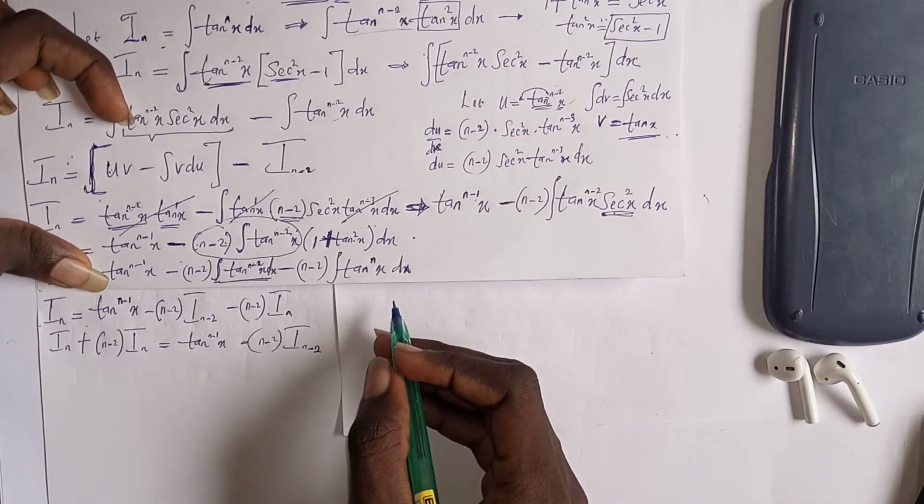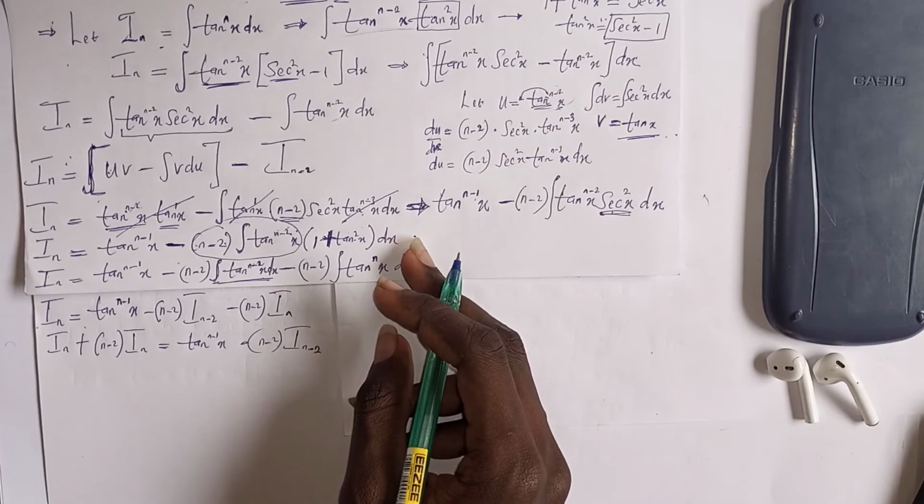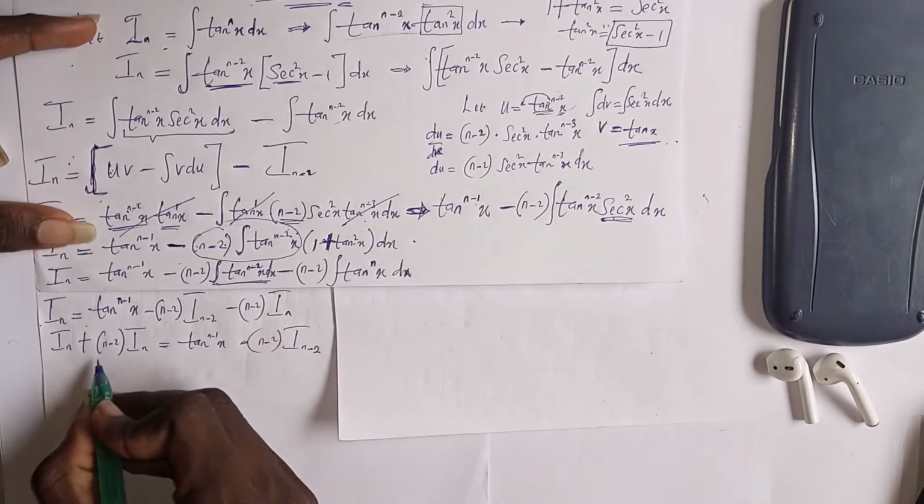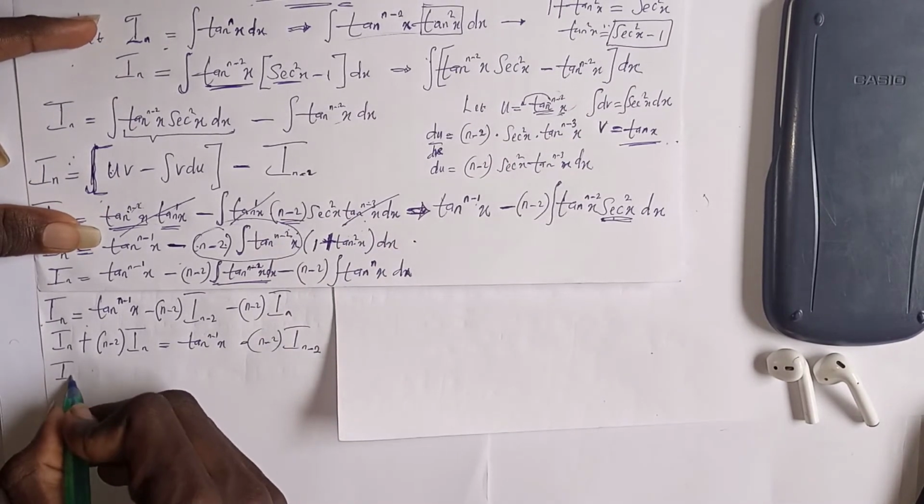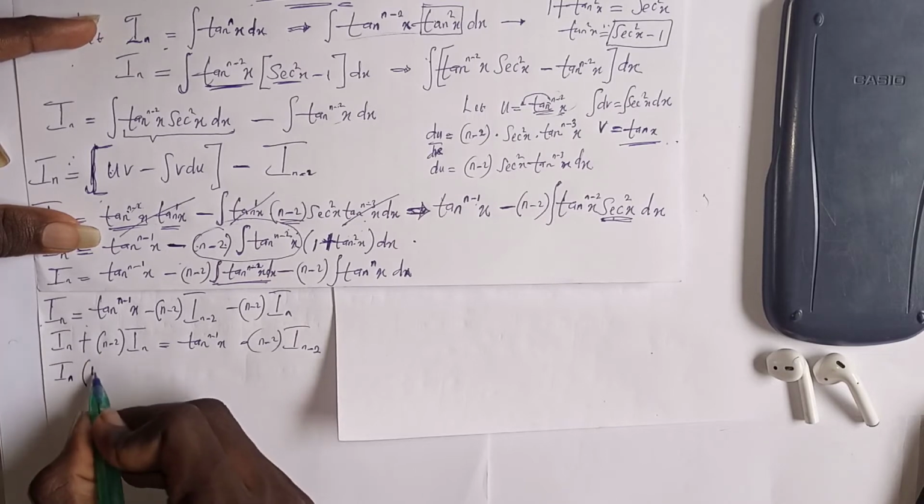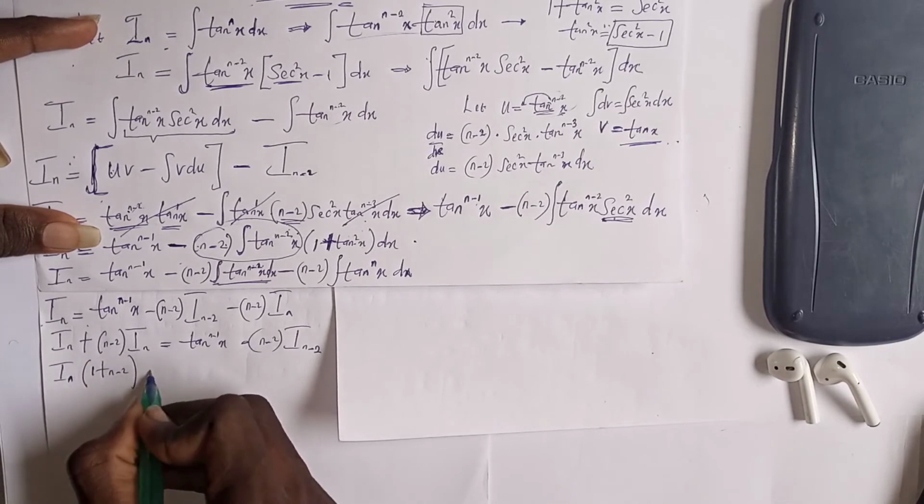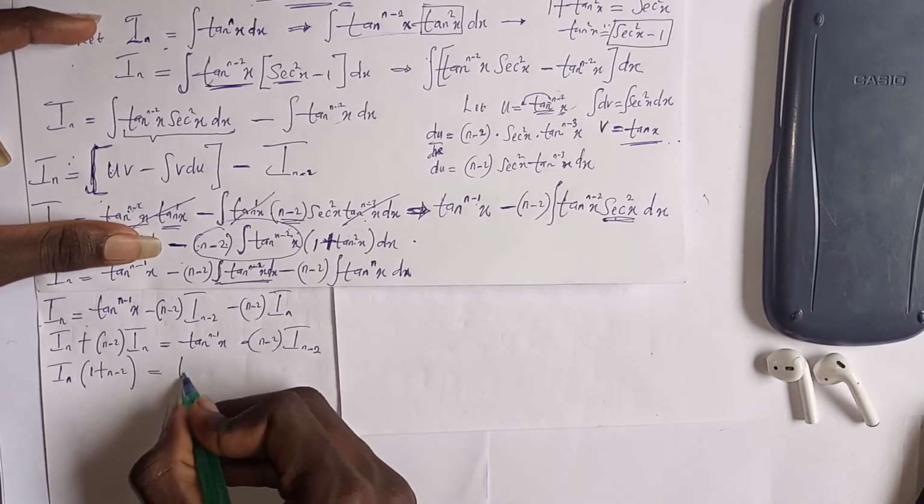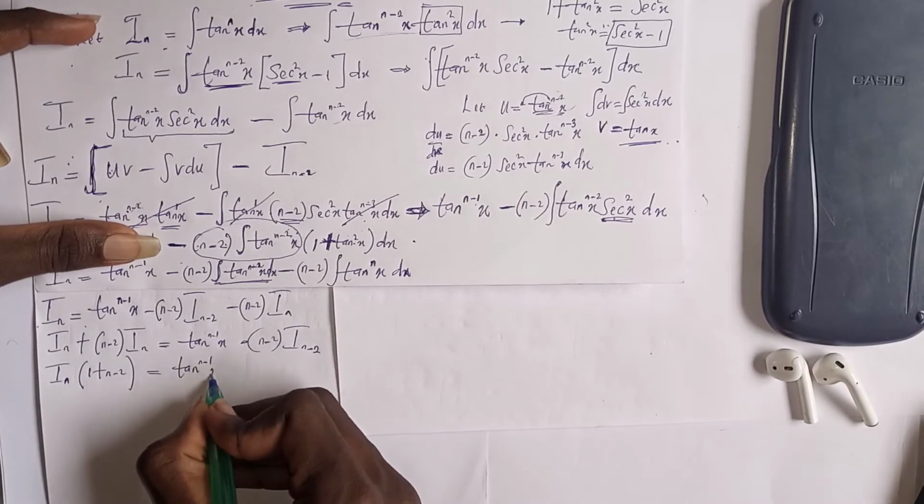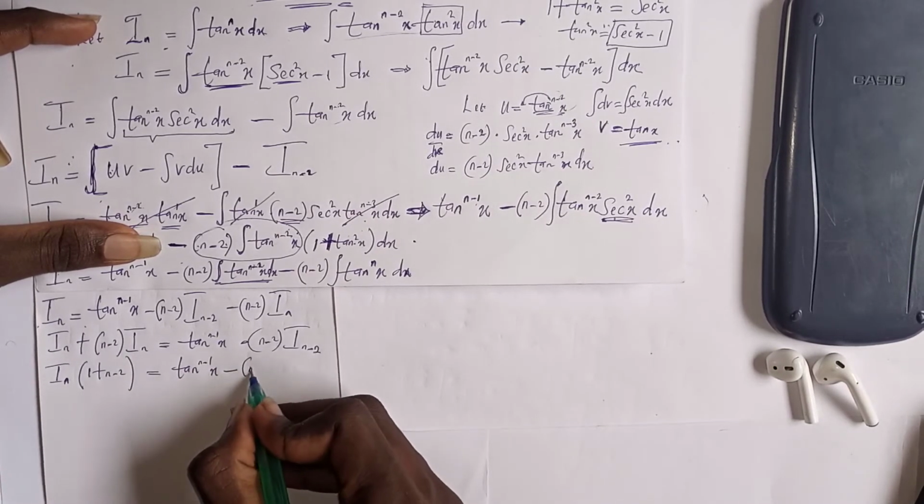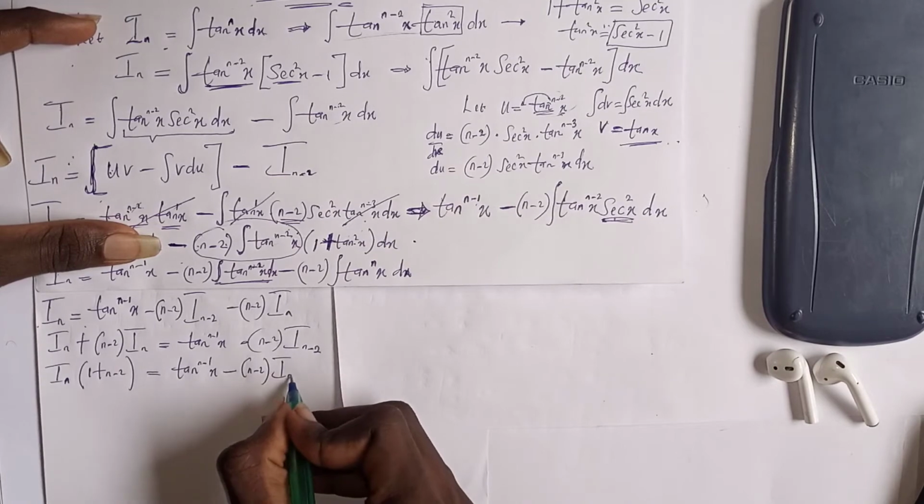So the next thing we need to do from here now is that, so from here I_n is common. Cancel this, I have 1 plus (n-2), right? Then here I have tan^(n-1)(x) minus (n-2) I_(n-2).